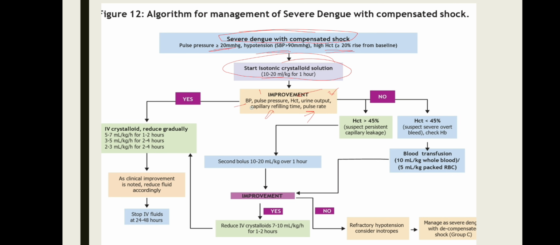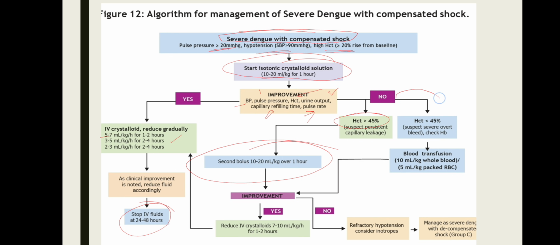If these are improved and hematocrit is decreased, then we decrease the fluid rate to 5 to 7 ml per kg per hour over 1 to 2 hours, then 3 to 5 ml per kg per hour over 2 to 4 hours, then 3 ml per kg per hour for the next 24 to 48 hours. But if there is no improvement and hematocrit is going up and up, we have to give a fluid bolus again.